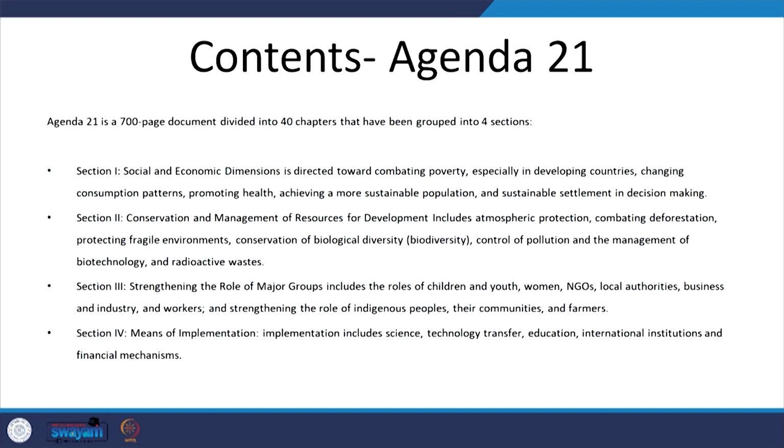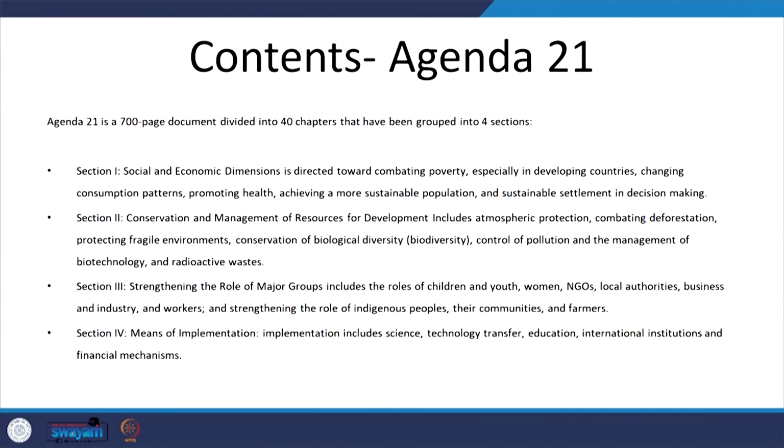So these 3 sections: the first one talks about the socio-economic dimension. Section 2 talks about the environmental dimension largely. Section 3 largely talks about the socio-cultural dimension. So all 3 dimensions of sustainable development are addressed here in Agenda 21. And Section 4 talks about the means of implementation of all that has been discussed in Sections 1, 2 and 3. Let us quickly look at all these sections independently.